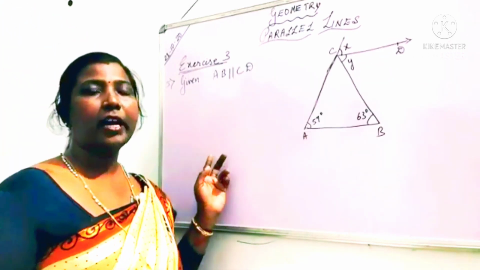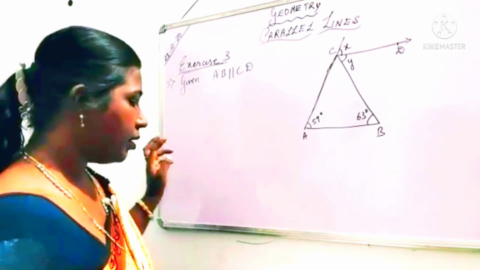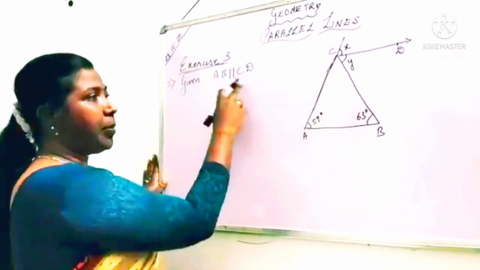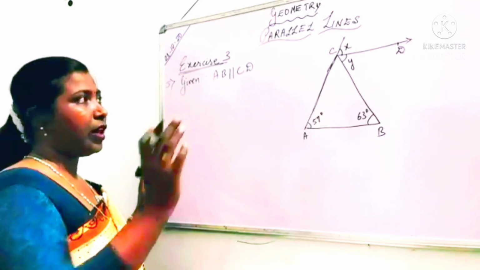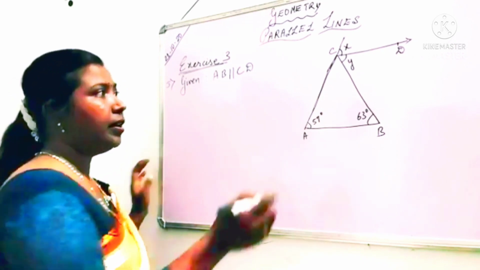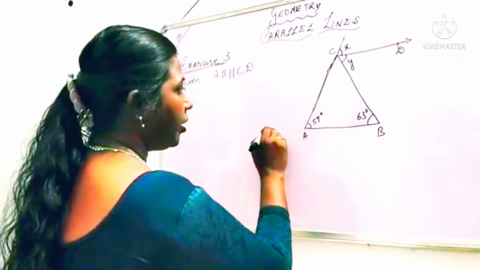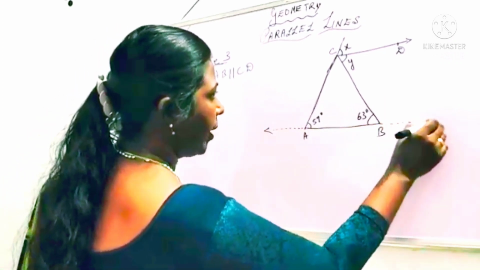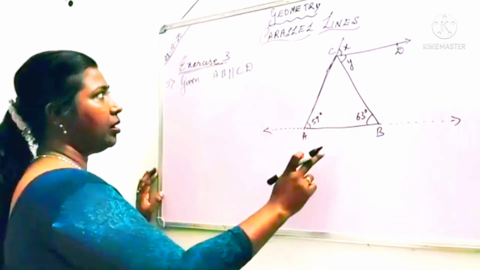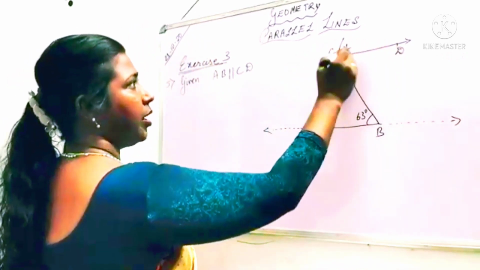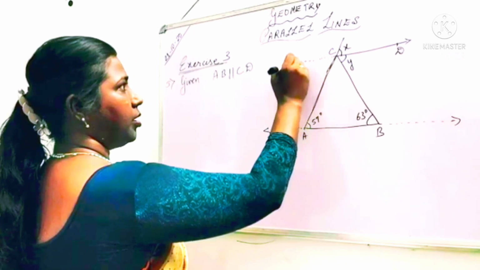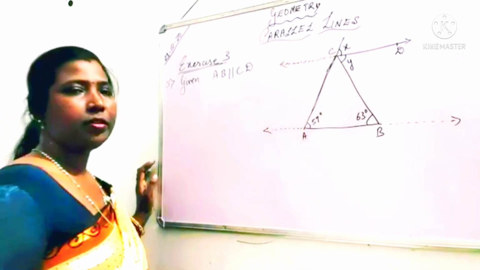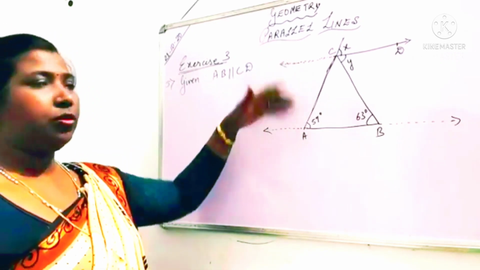Okay, now we have the last question of today's session. The question is like this: AB parallel to CD is given, and we have to find the value of X and Y. If I extend this line, you will be able to understand that this is a parallel line. So AB parallel to CD, and it is a straight line. Got it students?